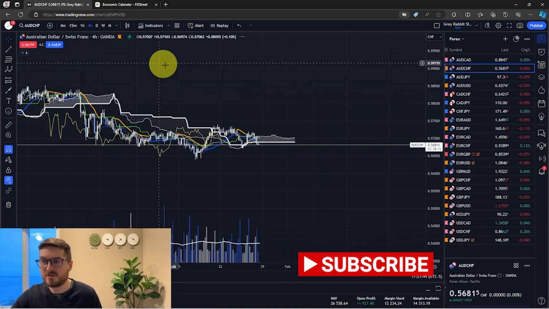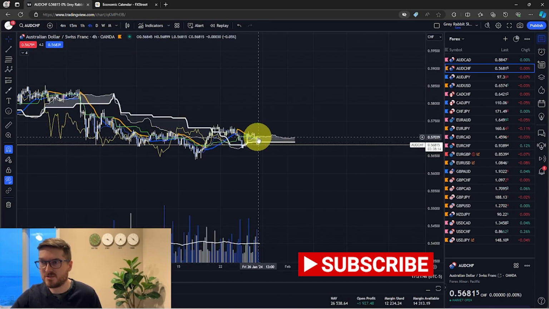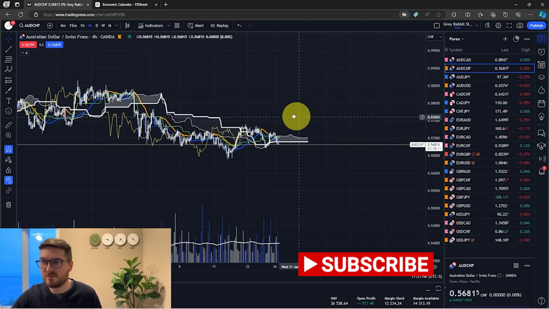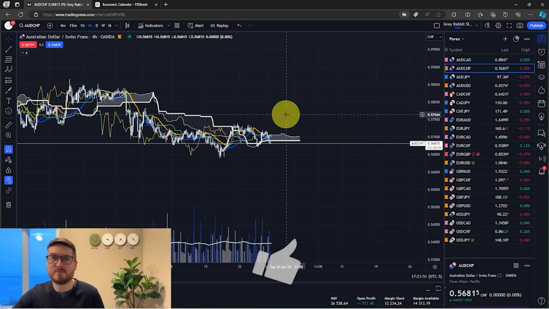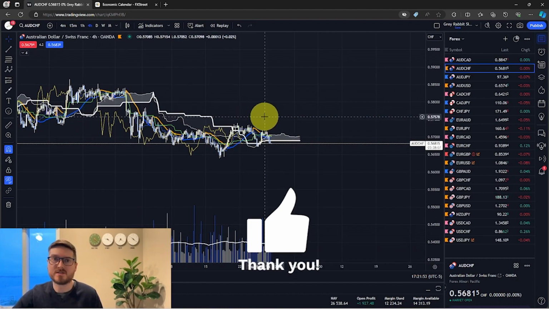But if we look too on the lower time frames, you can see price is just in and out of the Kumo clouds. So there really is no market direction yet on this pair. And so this week, I most likely will not be trading it.